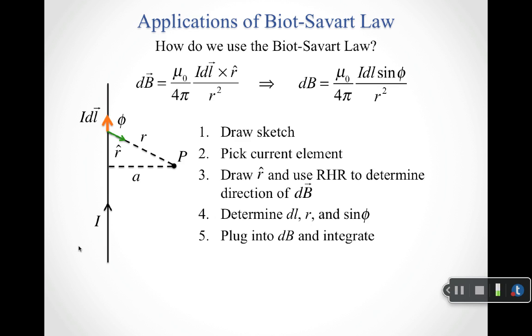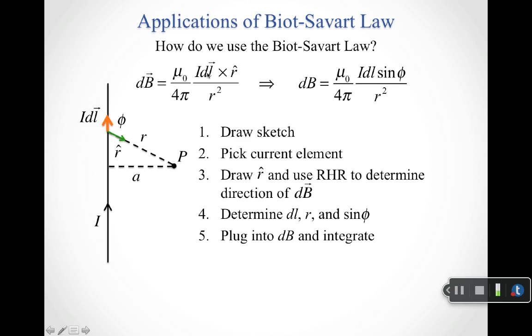So in the previous video we talked about what the Biot-Savart Law is. Now we're going to come back and talk about basically how you can use it to figure out the magnetic field. And we'll do this in terms of the two most common cases that we'll deal with.